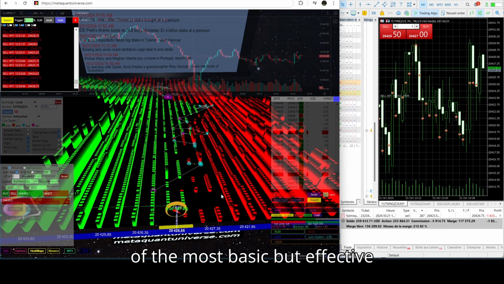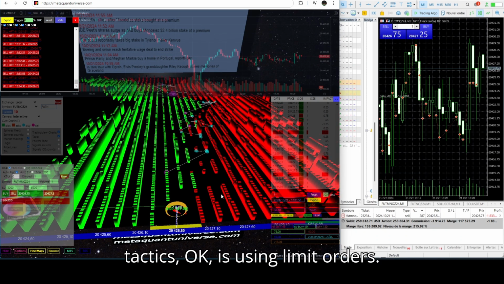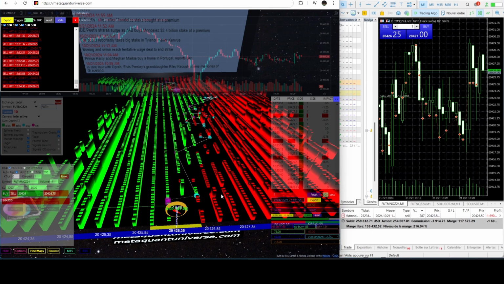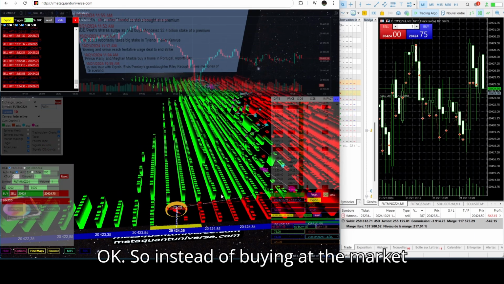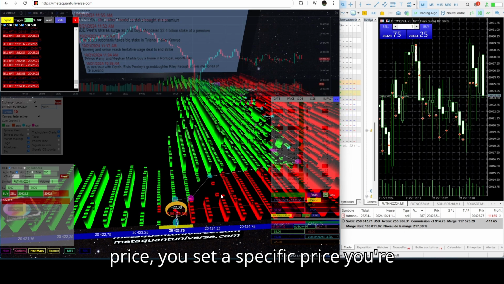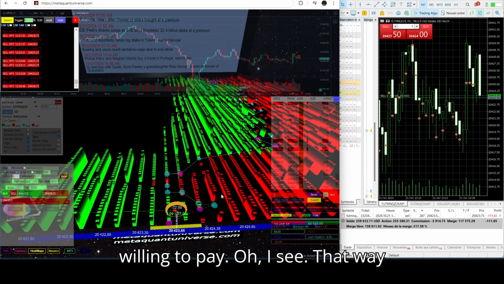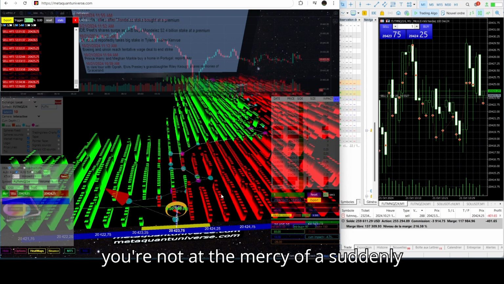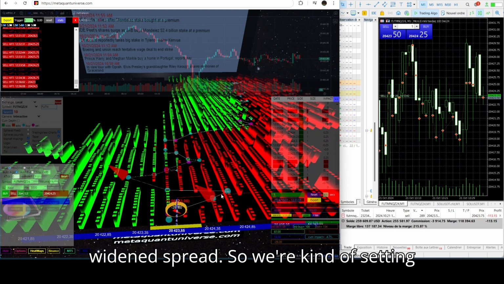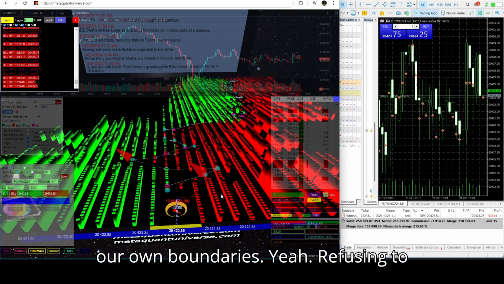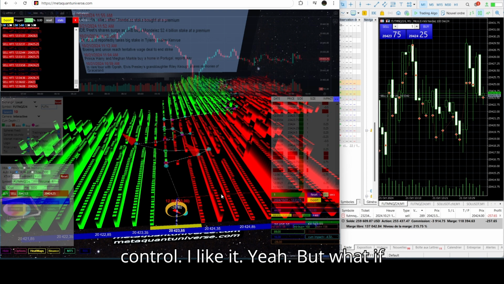Well, one of the most basic but effective tactics is using limit orders. So instead of buying at the market price, you set a specific price you're willing to pay. Oh, I see. That way you're not at the mercy of a suddenly widened spread. So we're setting our own boundaries, refusing to play their game. Exactly. You're taking control. I like it.